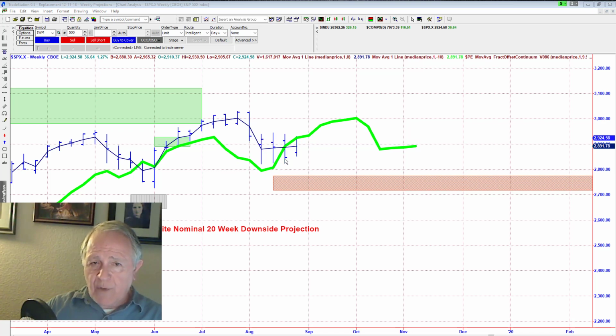This is last week when the projection was just barely given by moving below the projection line. We made the projection line a lot easier to see because although our new offsets are more accurate, this simple 10-week offset for a nominal 20-week projection is exactly accurate. There's nothing inaccurate about it, but it's only one line and it makes it clear and distinct for you to see.